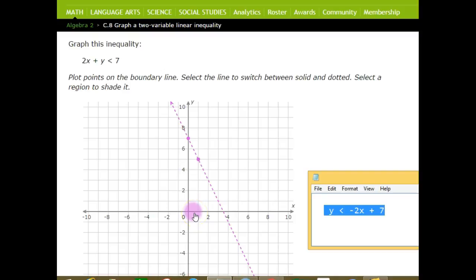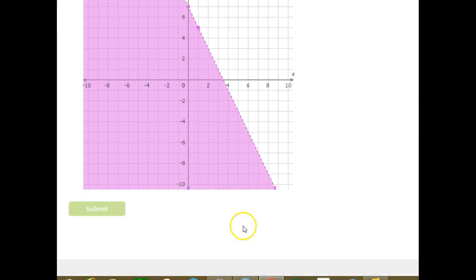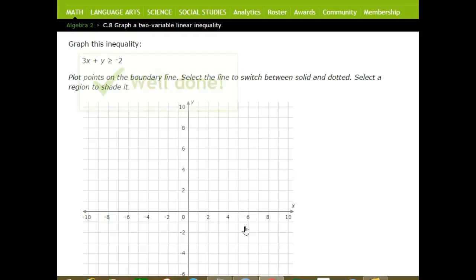Okay, another way to confirm that is (0, 0) is under the line, so I'm going to plug in (0, 0). I'm going to put 0 in for x, I'm going to put 0 in for y, and see if I get a true statement. 0 is less than 0 plus 7, so 0 is less than 7, that's true. So (0, 0) is indeed in the region. Now I'm going to see if that's right. And it is.